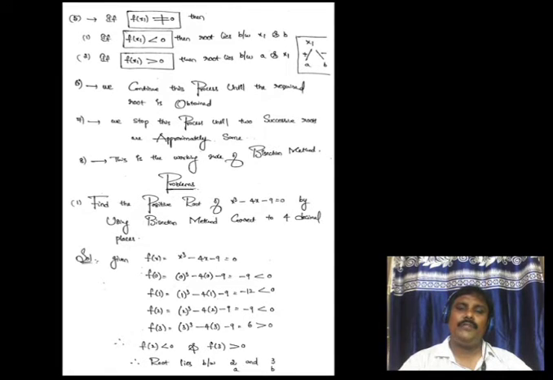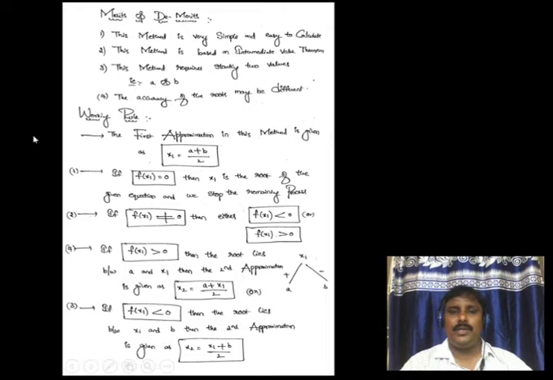Suppose in the examination you are asked about the working rule of the bisection method, you simply have to write these steps. These are very important and easy steps to write. This question may be asked in the examination, such as what is the working rule of the bisection method, or explain briefly about the bisection method. Then you can write this. Now we are going to see the problems. I have done some problems here for you.